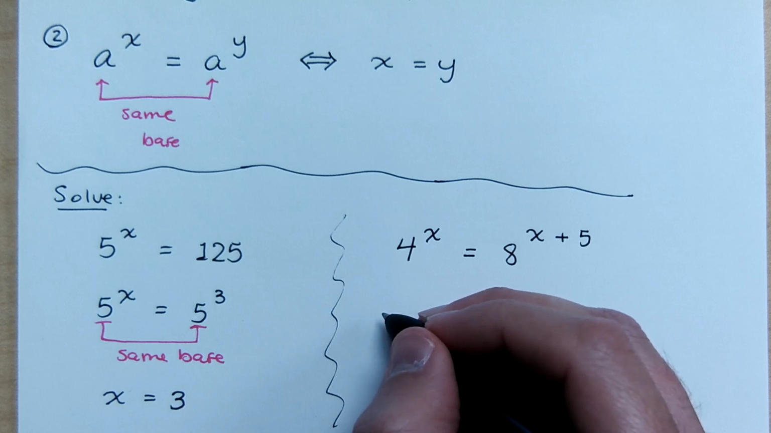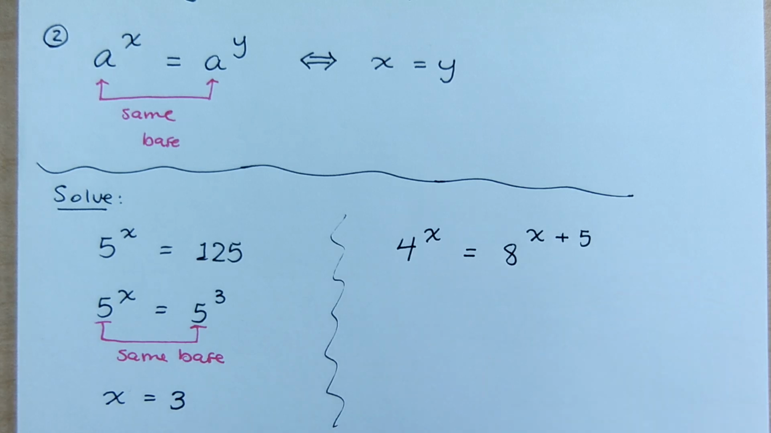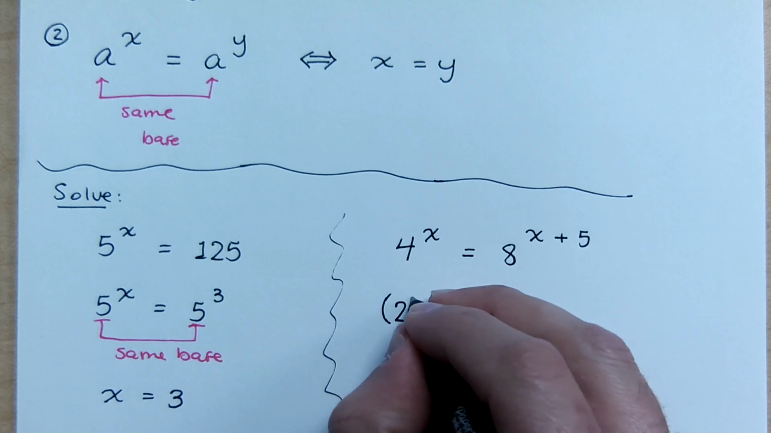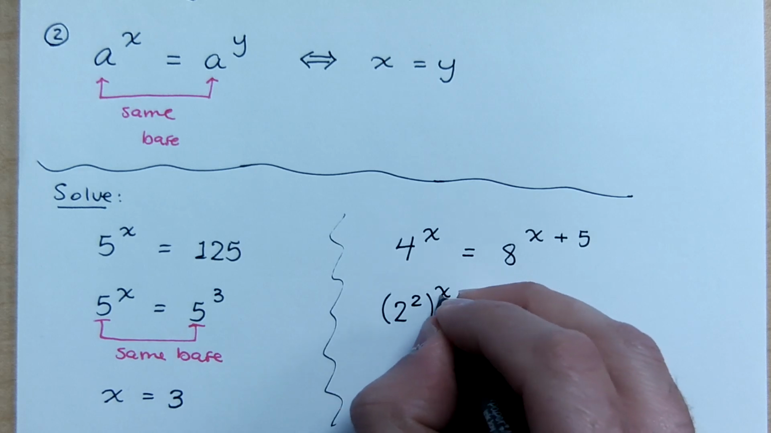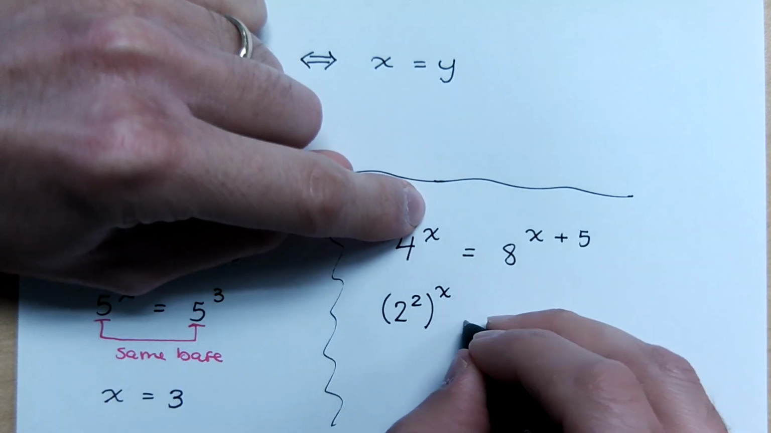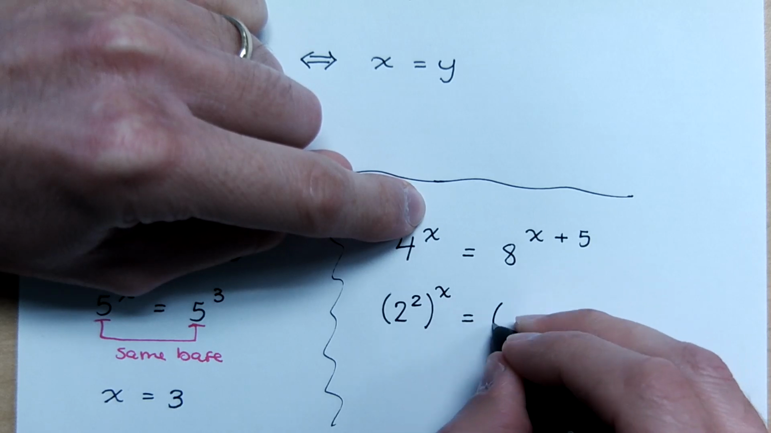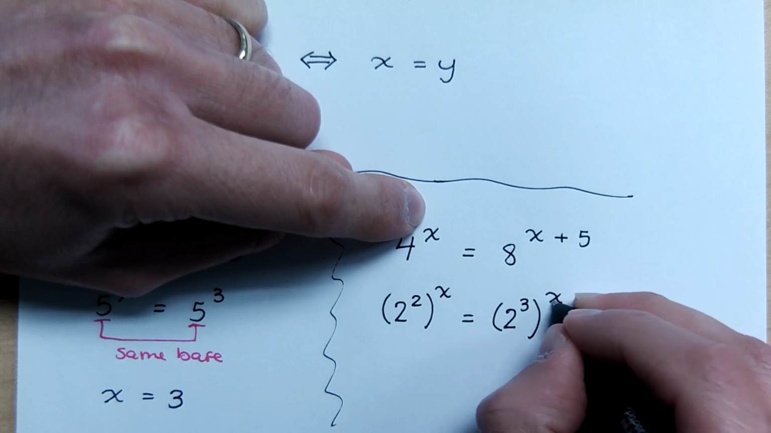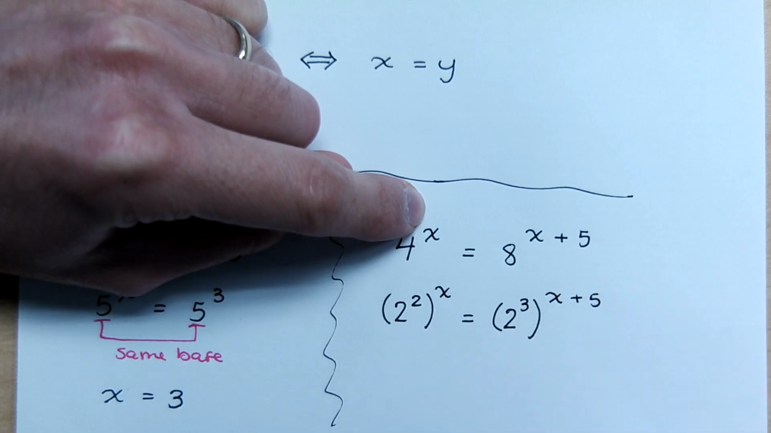Pikachu, bless you. So 4 and 8 have a common base of what? 2, right? So here's what you're going to do. I'm going to rewrite 4 as 2 to the second power. But then that's still raised to the x, right? On the other side, 8 can be rewritten as 2 to the what power? 2 to the third, and that's raised to the x plus 5.